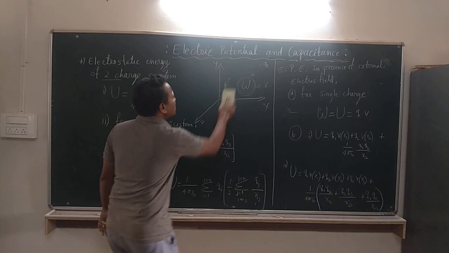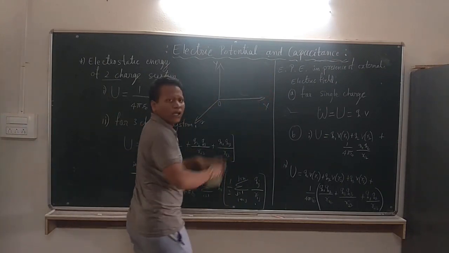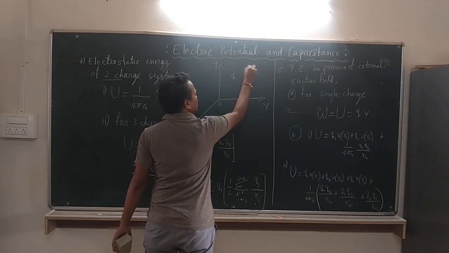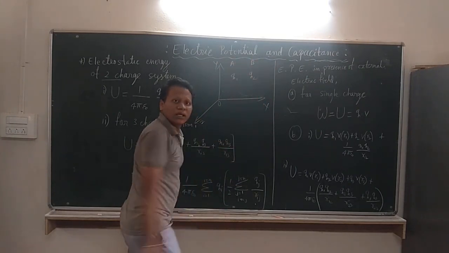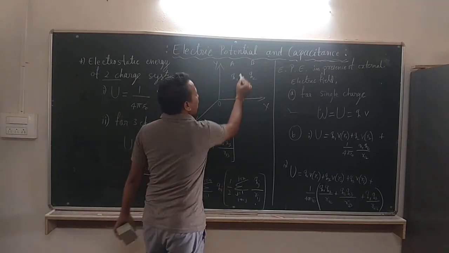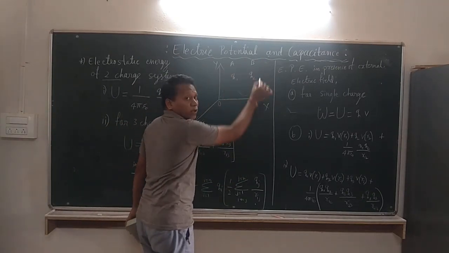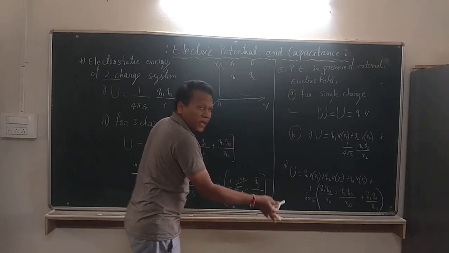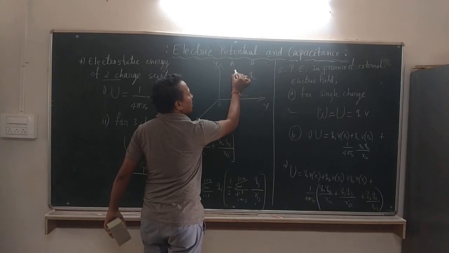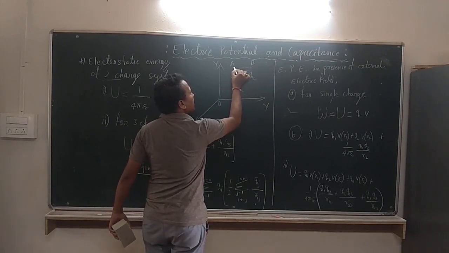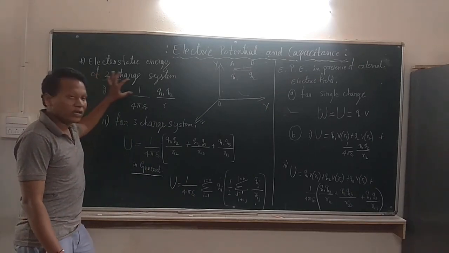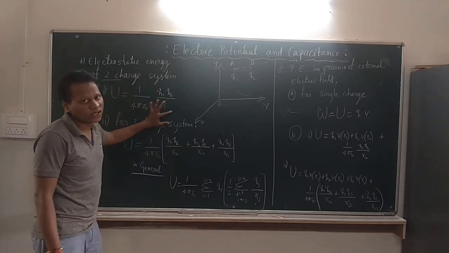Now I may take two charges Q1 and Q2, such that A and B are the points where the charges Q1 and Q2 are located. If I want to calculate or measure the electrostatic energy between these two charges, I must deal with the distance between them. Because of that, we need to refer to the distance R here.